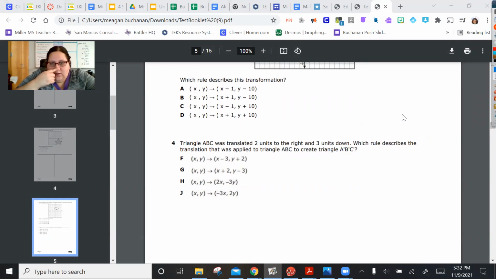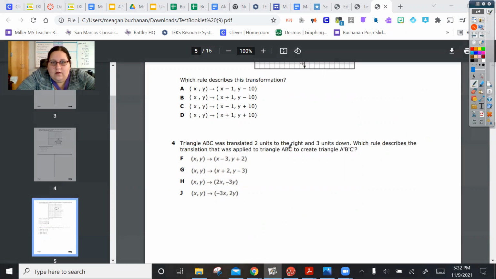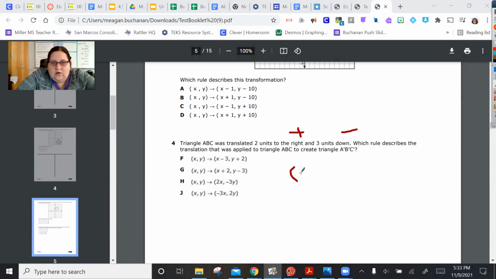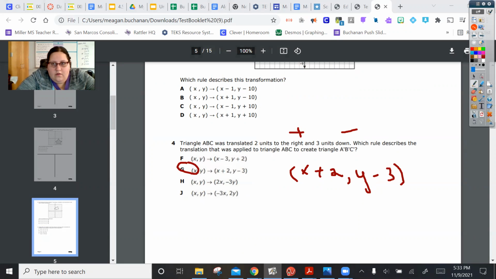Triangle ABC was translated 2 units to the right and 3 units down. Right means plus, down means minus. So we have x plus 2, y minus 3. X plus 2, y minus 3 is G.